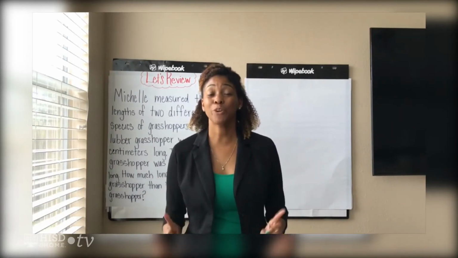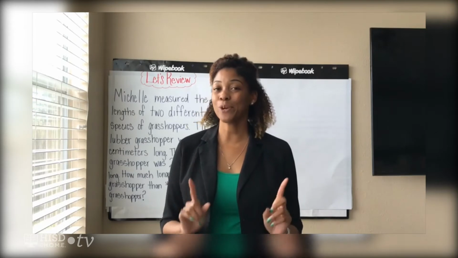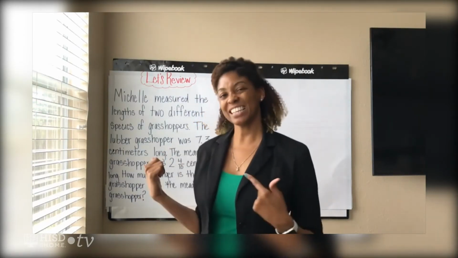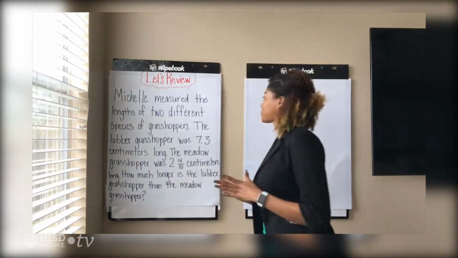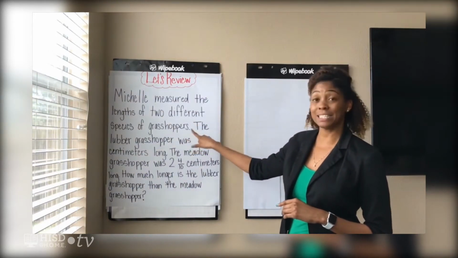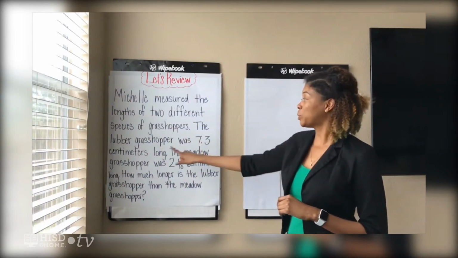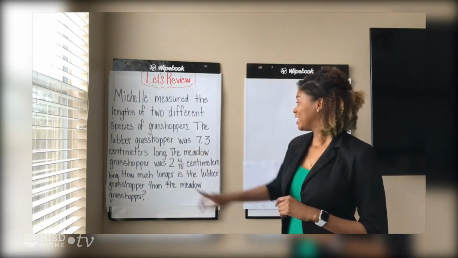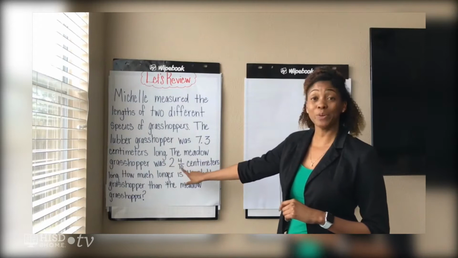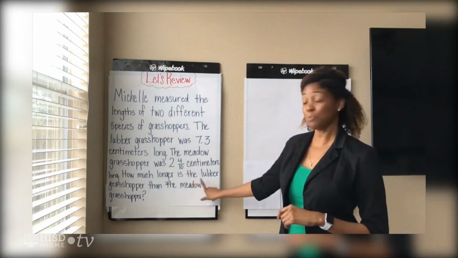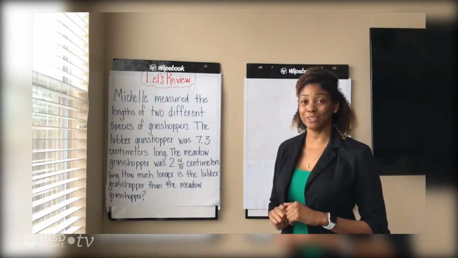Now let's get started with our activity for today. But before we begin, let's do a quick review on solving problems with positive rational numbers. Let's look at this math story behind me. Michelle measured the lengths of two different species of grasshoppers. The lubber grasshopper was 7 3/10 centimeters long. The meadow grasshopper was 2 4/10 centimeters long. How much longer is the lubber grasshopper than the meadow grasshopper?